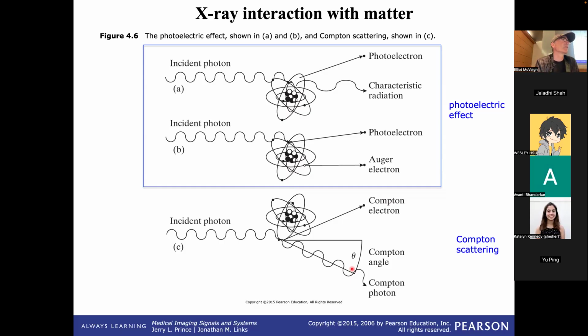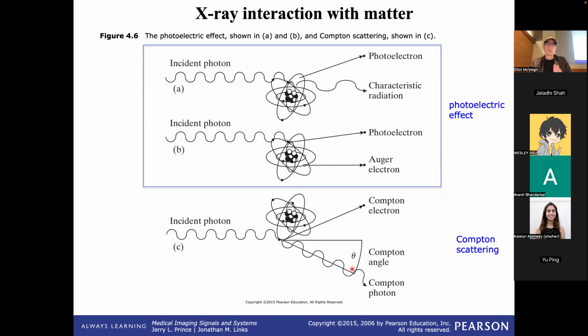Yes, question. So doesn't the anode fire electron, not photon? Oh, what are we talking about here now? The anode? Oh, okay. Are we going back to the X-ray tube? Yeah, this is different.